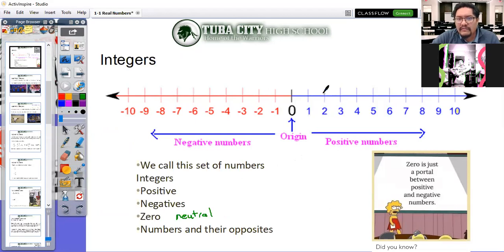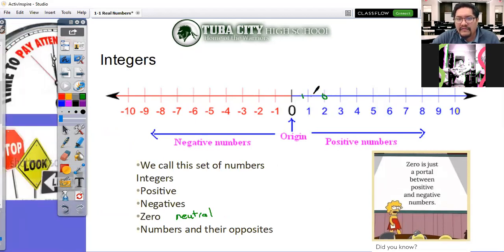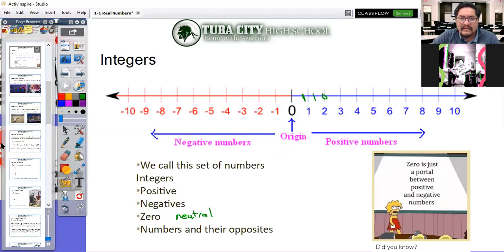Now, if I took 2, which I'm going to mark right here, and I divided it by 3, so I have 1, 2, 3 equal segments, you'll notice that one of these does not match the line. So it's actually less than 1. If you were to grab a calculator and take that type of number, 2 divided by 3, you would get a number like this, 0.666666.